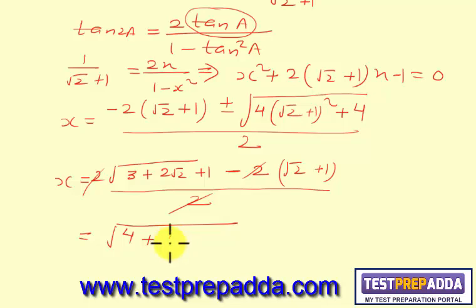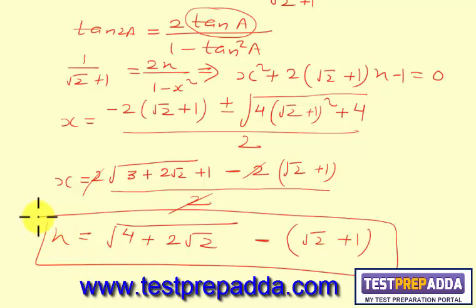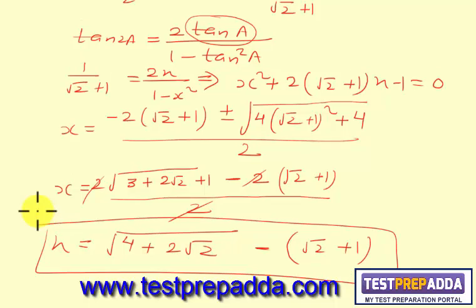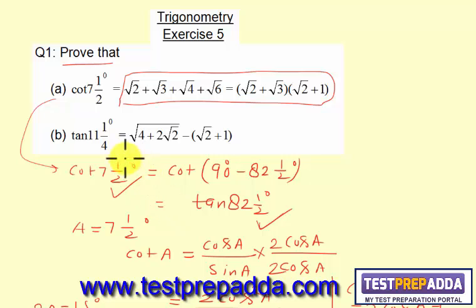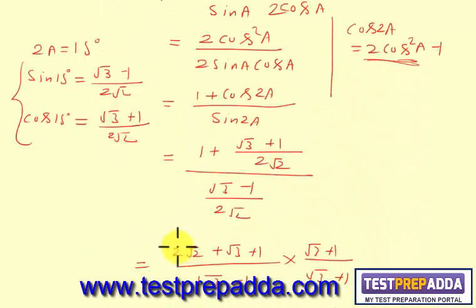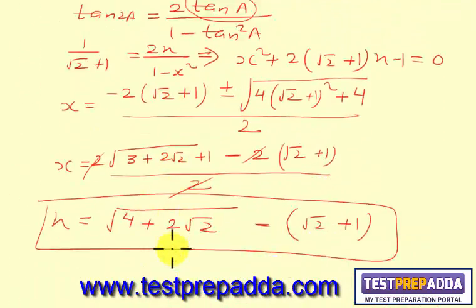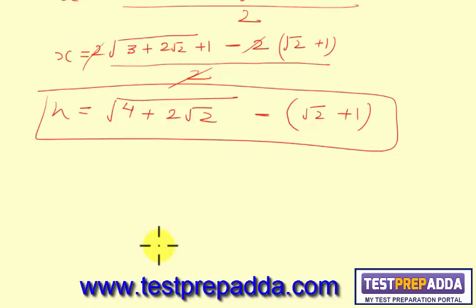4 plus 2 root 2 minus, in the bracket, root 2 plus 1. That is the value of tan x. Now you can check what is given. Here it is root 4 plus 2 root 2 minus root 2 plus 1. So we have got both A and B of this question.